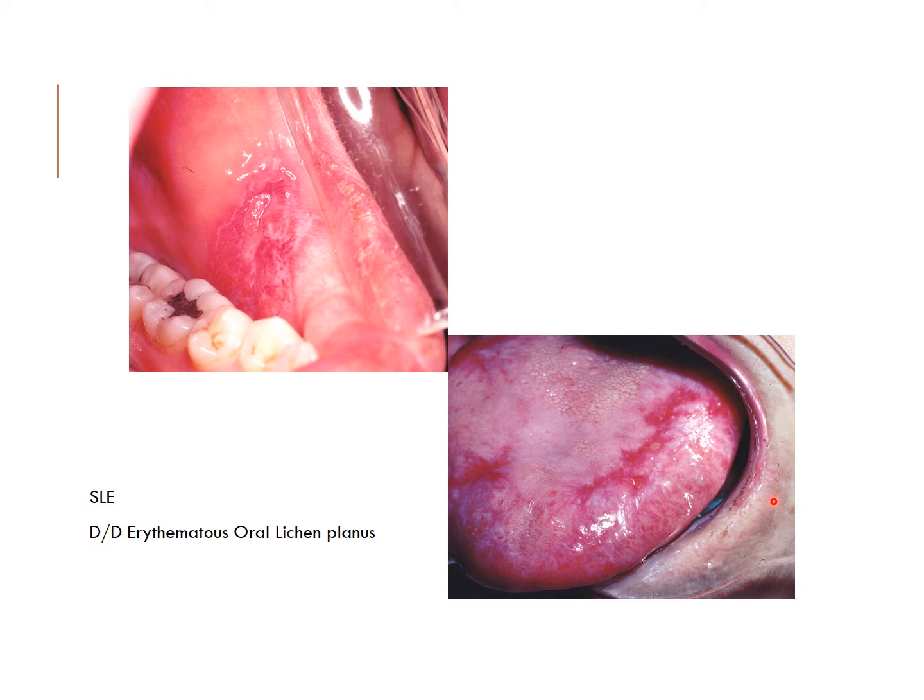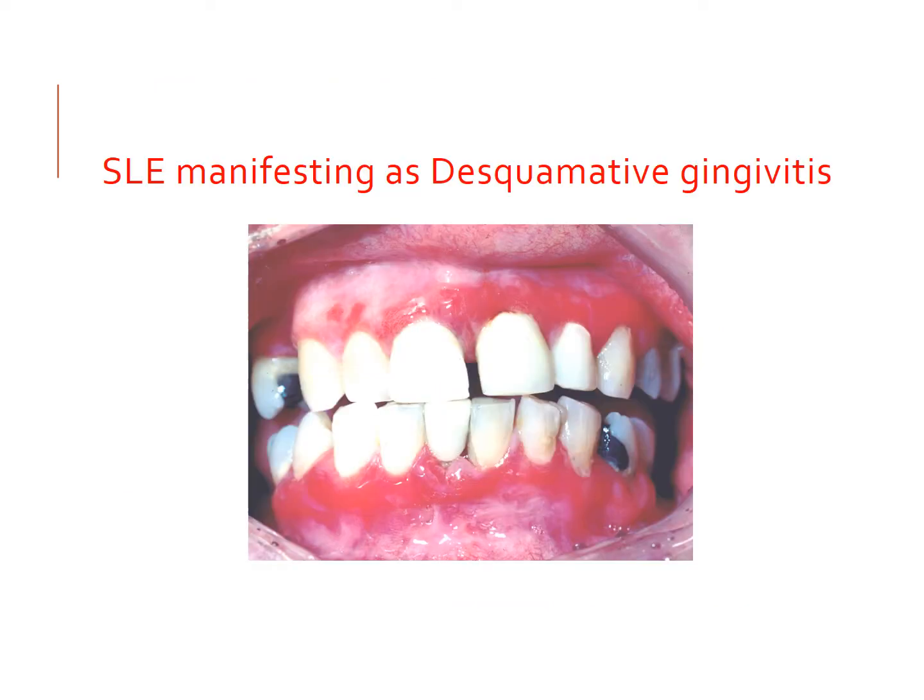Now looking at this disease in this particular case, you can see both sides of the tongue, bilateral, and it is very difficult to tell whether this looks like erythematous lichen planus or DLE. And that's the point I was trying to get to earlier.